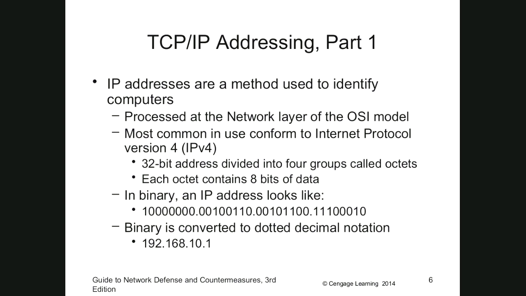As you can see, IPv4 is a 32-bit address divided into 4 groups called octets. Those octets each contain 8 bits of data. If you add all that up, you get a 32-bit address. Binary is converted to a dotted decimal notation, as you see there.